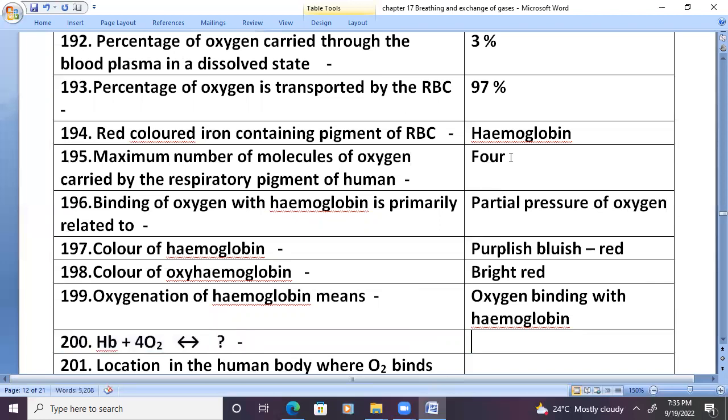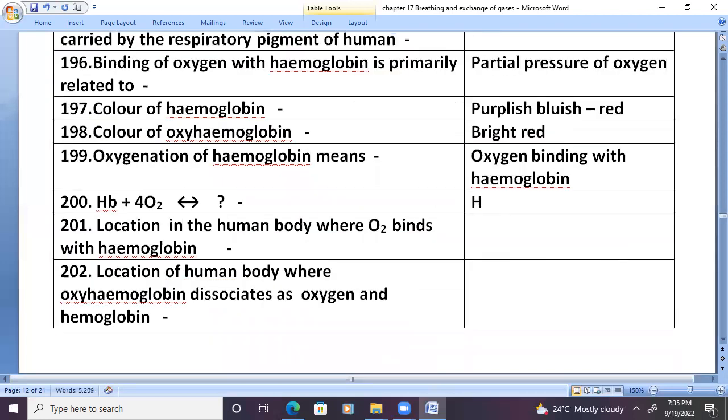Hb plus 4O2 forms HbO8, that is, Hb plus 4O2 gives HbO2 taken 4 times. Oxygen binds with hemoglobin at the lungs. Oxyhemoglobin dissociates into oxygen and hemoglobin at the tissues.